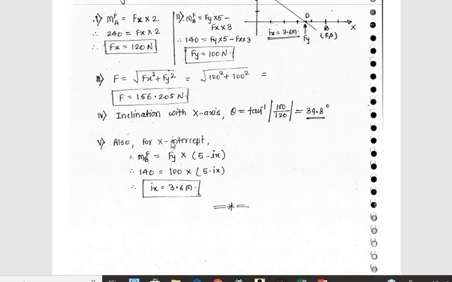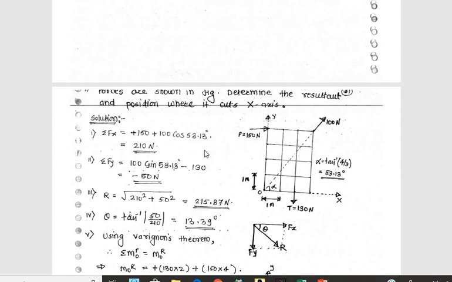Also for x-intercept, see, when you are going to calculate x-intercept, you have to use Fy, and when you are going to calculate y-intercept, you have to use Fx. Moment of force about B is equal to Fy into 5 into Ix. So 140 is equal to 100 into 5 into Ix. Therefore, Ix is equal to 3.6, means this force is acting at a distance 3.6 meter. Okay, so this way you have to use the Varignon theorem.